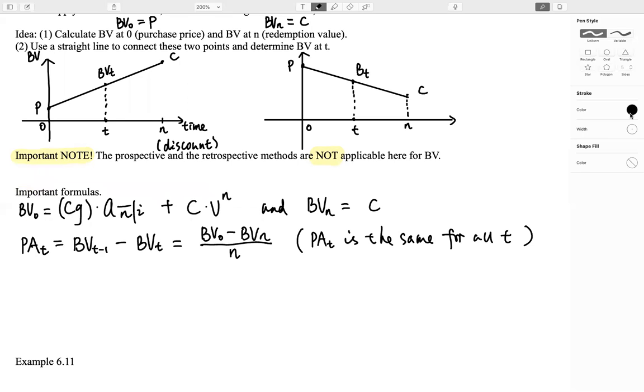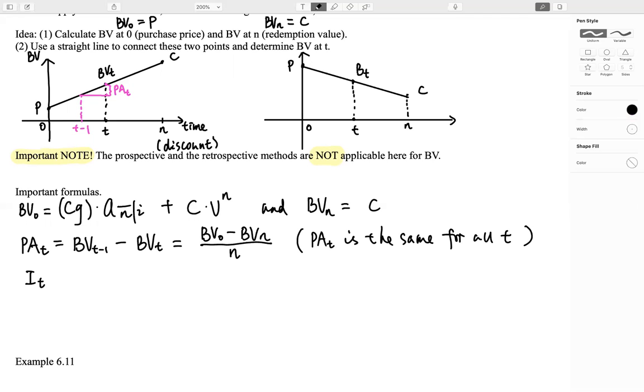So let me use a different color. So let's say here is t minus 1, right? So this part, the vertical difference is the same as long as you have it for one period, right? So always the same. It's a straight line. So it's obvious. You can even see that from the graph. So once we know the premium amortization, I can easily calculate the interest now.